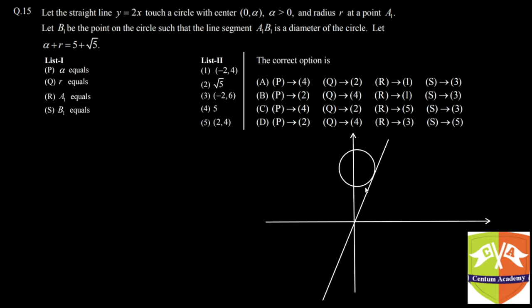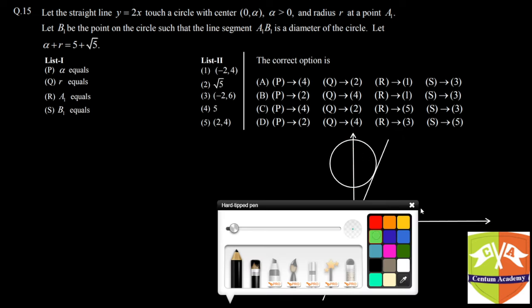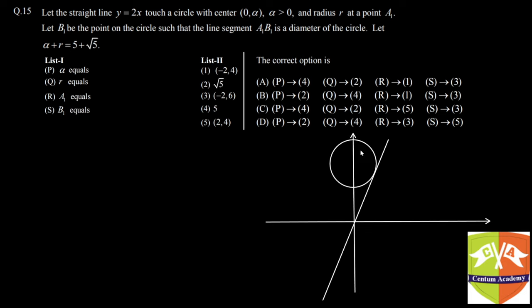Whose center is (0, alpha), so basically the center lies on the positive y-axis. Now, this touches the circle with center at (0, alpha). The center of the circle is (0, alpha). Next, the radius is r. So if I join this point of contact, this will be perpendicular, and this radius is r. This point is known as A1. And B1 is the point which is diametrically opposite to A1. So if I extend this diameter, this is my point B1.